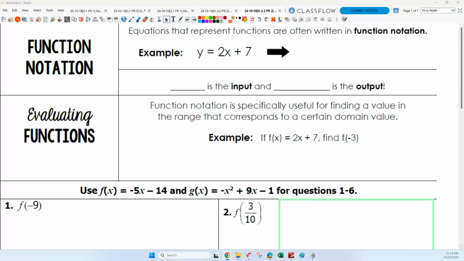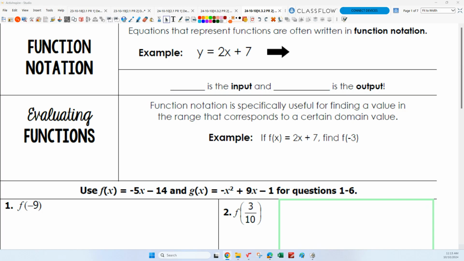Okay, for today. Yesterday we looked at definitions of functions. We found domain and range and determined if different representations of relations were functions. Today we're going to look at evaluating functions, using function notation and evaluating functions.